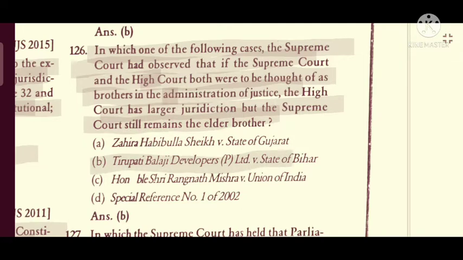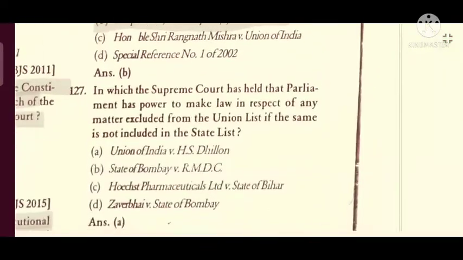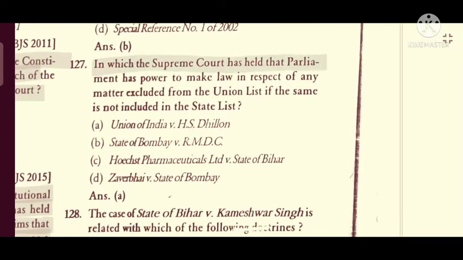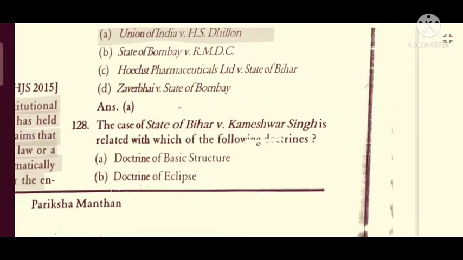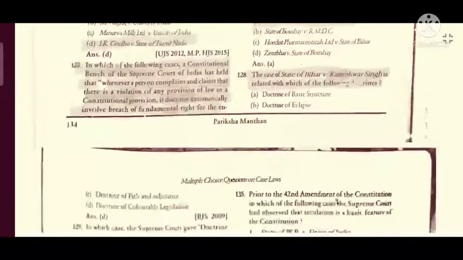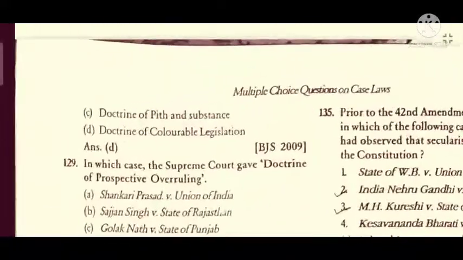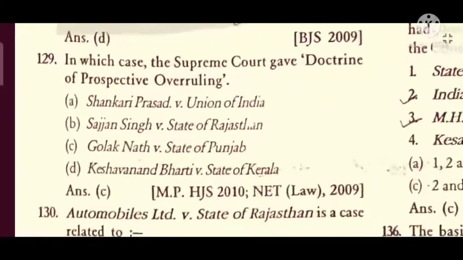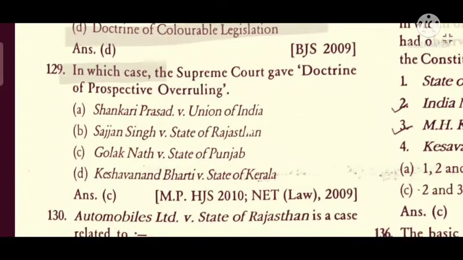Tripathi Balaji Developers Private Limited versus State of Bihar. In which one of the following cases was it held that Parliament has the power to make law in respect of any matter excluded from the Union List if the same is not included in the State List? Union of India versus H.S. Dhillon. The case of State of Bihar versus Kameshwar Singh is related to which one of the following? Doctrine of Colorable Legislation.